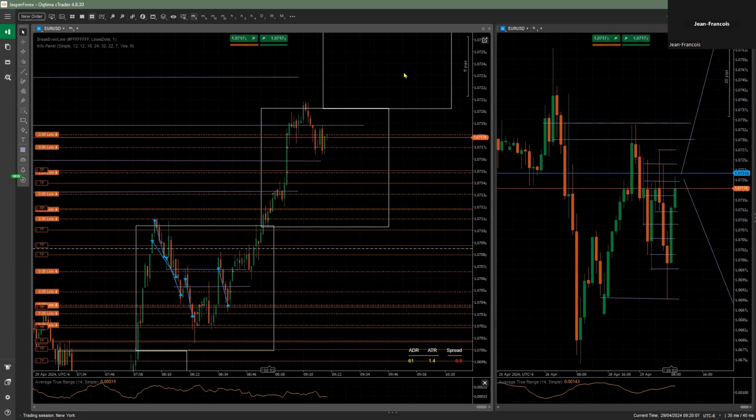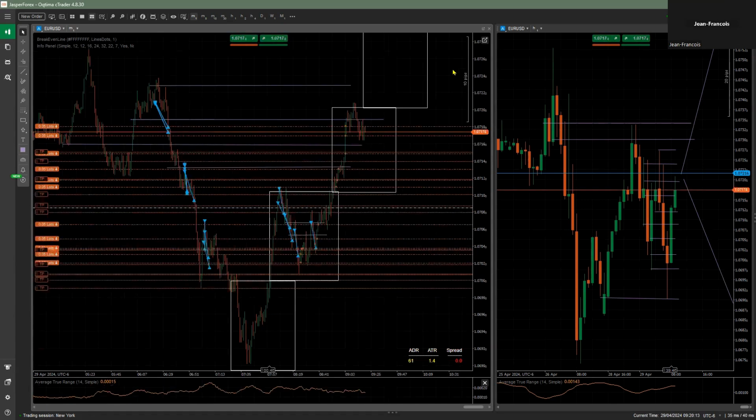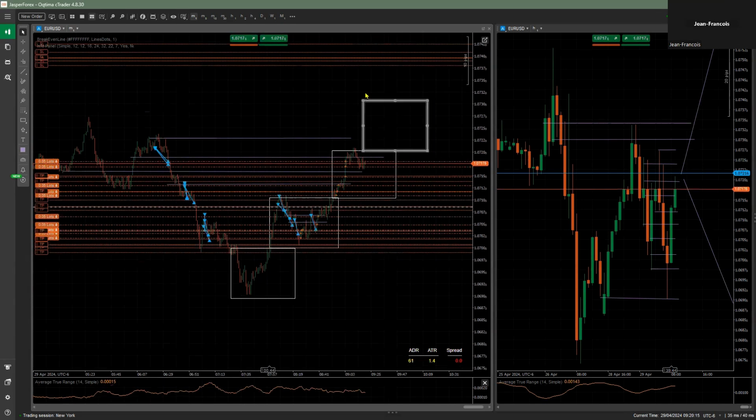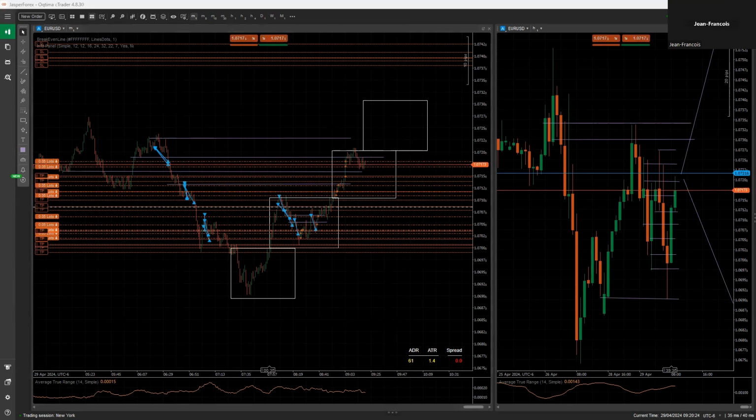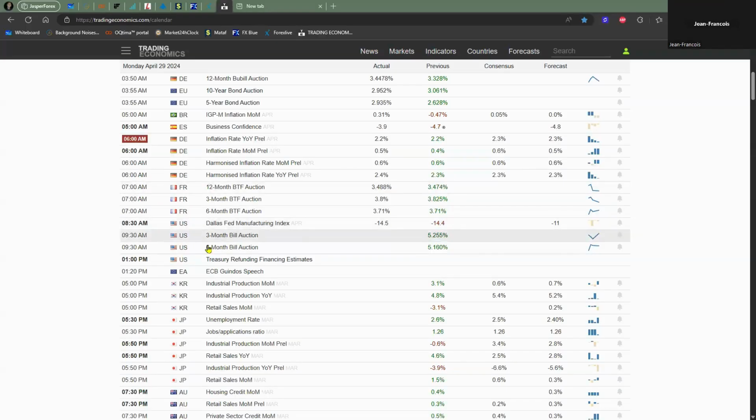losers. Eastern Time, the US sells $70 billion in 3-month bills, prior high yield 5.255%, and prior bid cover of 2.78. And the US sells $70 billion in 6-month bills, prior high yield 5.16%, and prior bid cover of 2.8. So nothing changed.